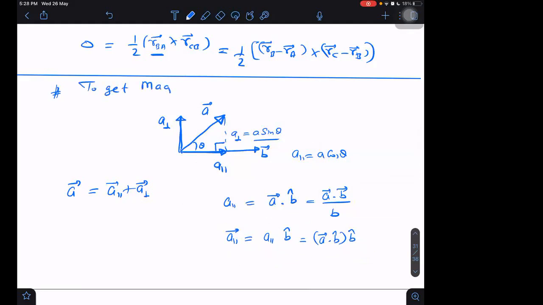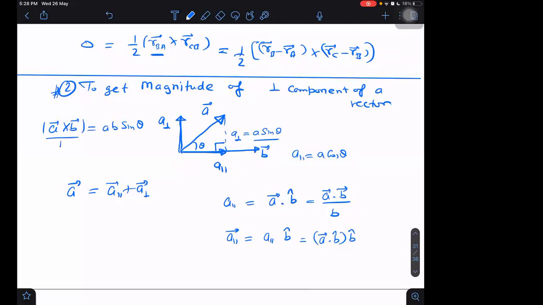To get magnitude, this is the second application I can say. To get the magnitude of the perpendicular component of a vector. And you are right, the perpendicular component is A sin theta, and I can get A sin theta by the cross product. If I take A cross B, that is equal to AB sin theta. How to get A sin theta out of this? Divide by B. Then we get A perpendicular. I hope it is understood now how we are getting A perpendicular.